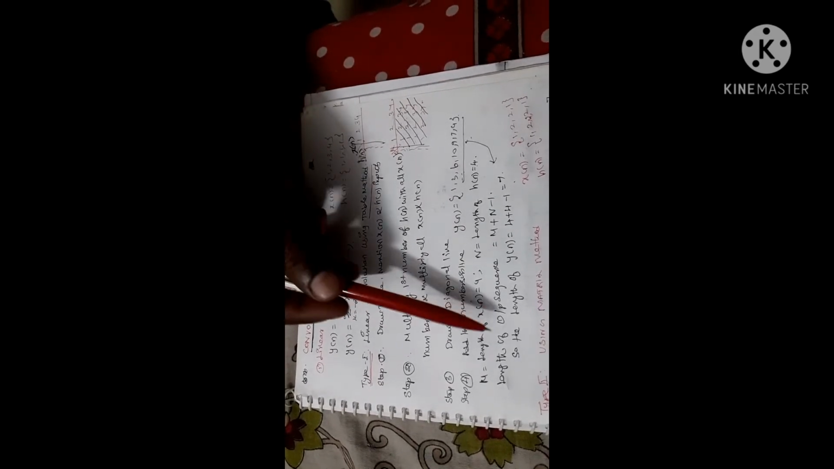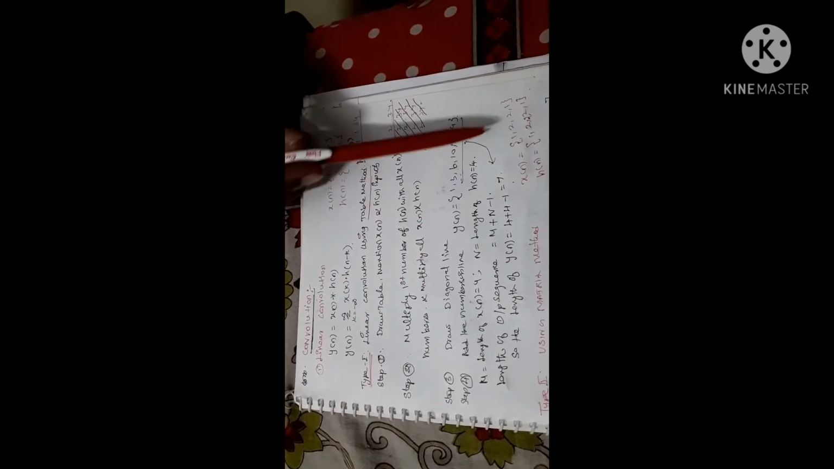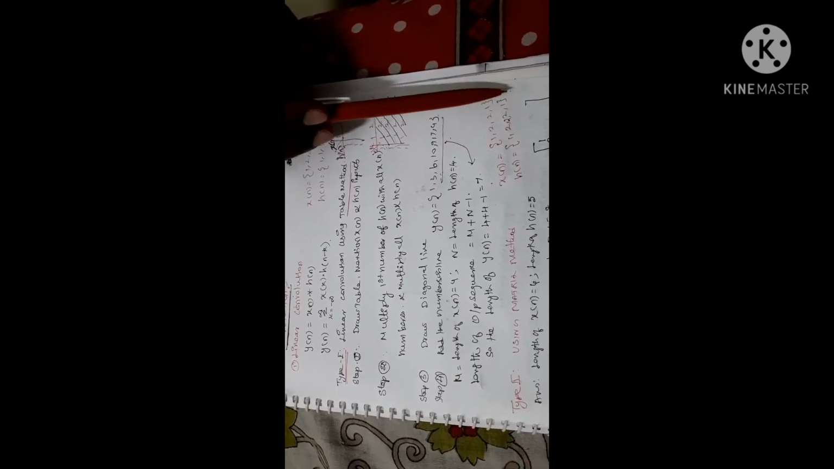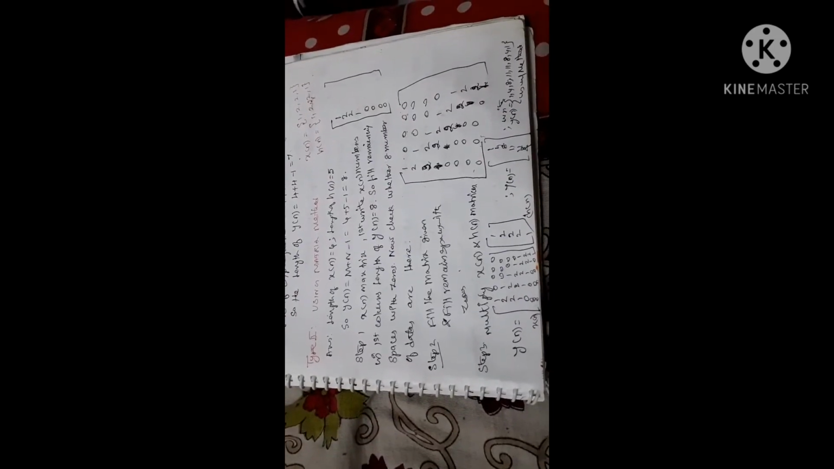This is the tabular method. Another one is the matrix method. So the same input I am taking, x of n equal to 1 2 2 1, and h of n equal to 1 2 2 2 1. Using the matrix method, here we calculate the output response 4 plus 5 minus 1, so 8 values we should get.